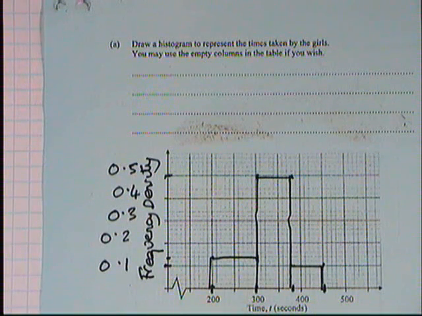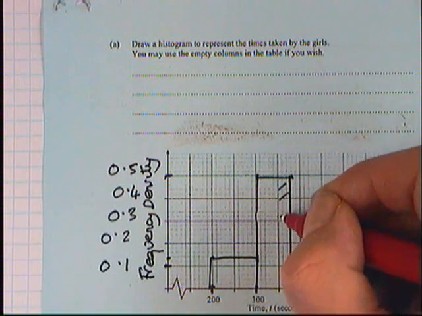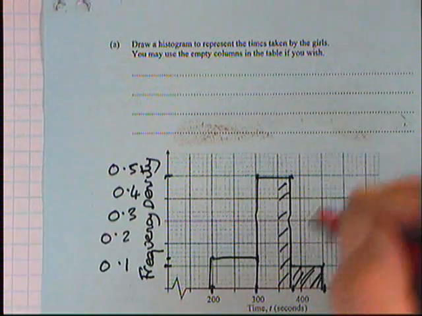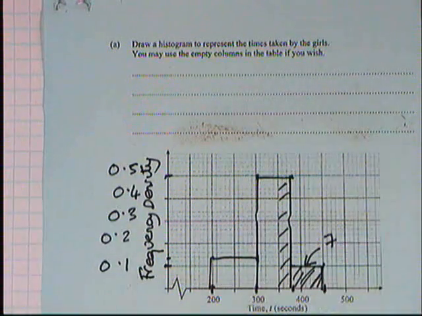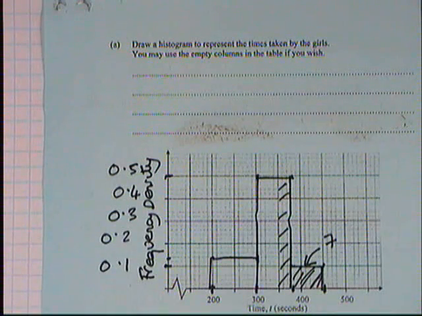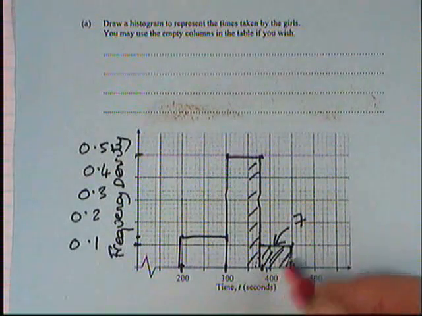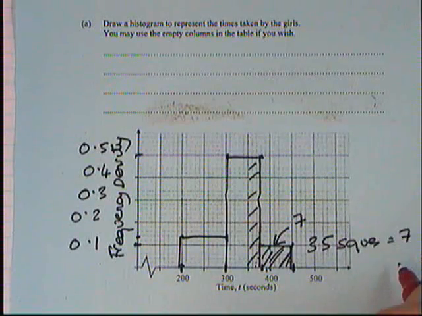And it says estimate how many people took more than 350 seconds to run this race. So what we actually need is this area here. Now we know that this bar here is worth 7 people. So all we've got to do is work out how many this bar is equal to. If you count the squares, you've got 35 little squares here. 35 squares equals 7 people.